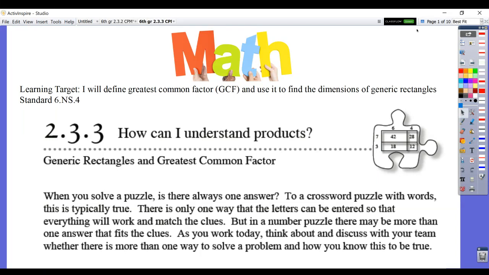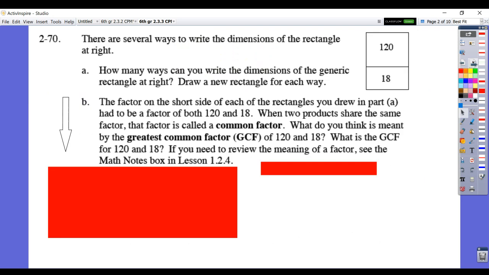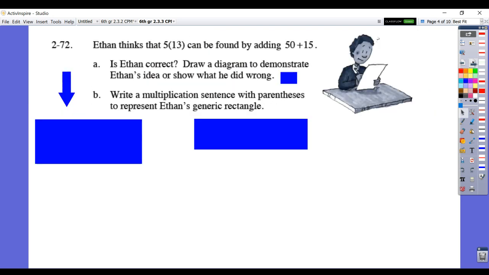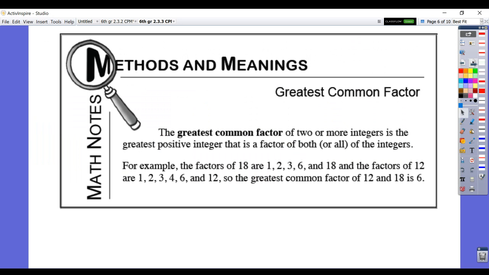This video is to help you with section 2.3.3, working with generic rectangles and greatest common factors. First of all, I want to mention that the classwork is something that we will not worry about at this moment. You can stress the homework instead, but we want to make sure we understand the concepts from the classwork. And one of them is the idea of greatest common factor.